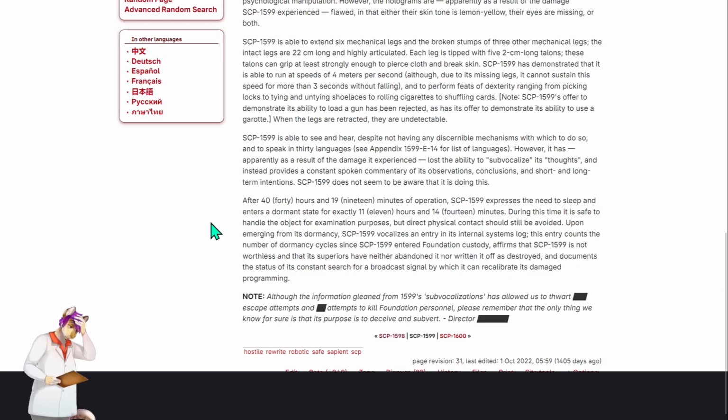After 40 hours and 19 minutes of operation, 1599 expresses the need to sleep and enters a dormant state for exactly 11 hours and 14 minutes. During this time, it is safe to handle the object for examination purposes, but direct contact should still be avoided.